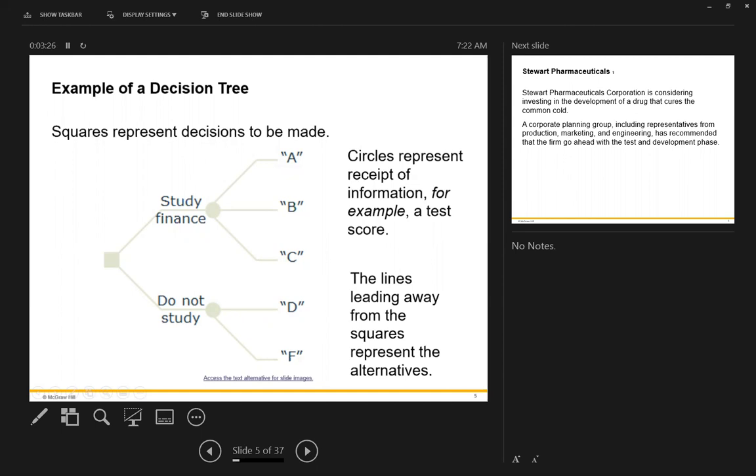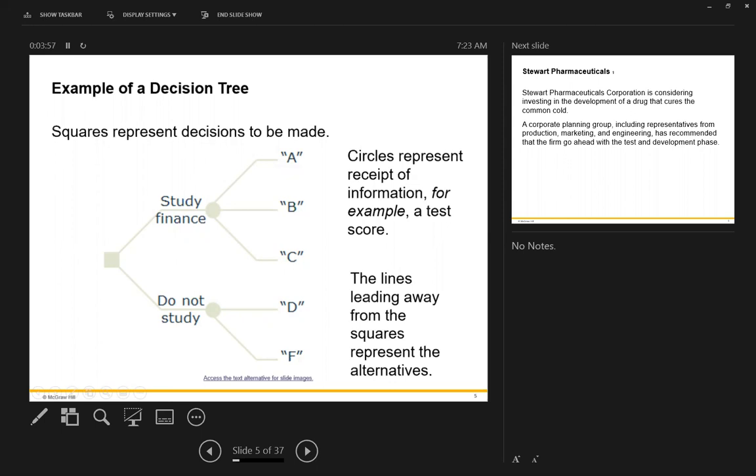Our circles represent information, for example, a test score. So when you study finance and you get your test score, you can get an A, B, or C. But if you choose not to study, you can receive a D or an F. The lines leading away from the squares represent our alternatives. So that's just a very simple depiction of a decision tree.